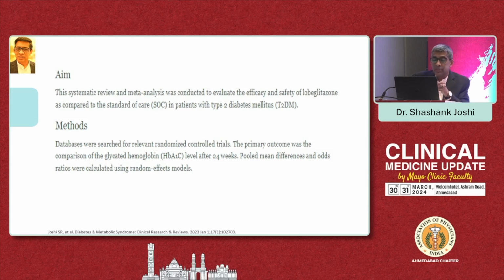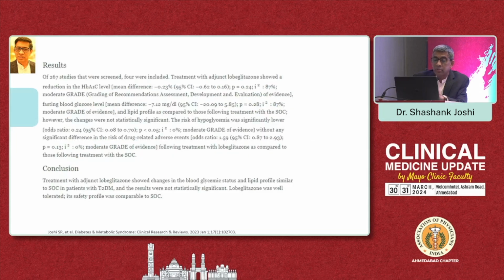So we looked at the efficacy and safety of this novel compound against standard of care. We looked at all the databases for the relevant randomized controlled trials before it was launched in India. We looked at its primary outcome, comparison of A1C at 24 weeks. We looked at the pooled mean differences and odds ratio and calculated random effect models. We looked at almost 267 studies which were screened. Only 4 were included because the data was very limited. And then we tried to use the GRADE model.